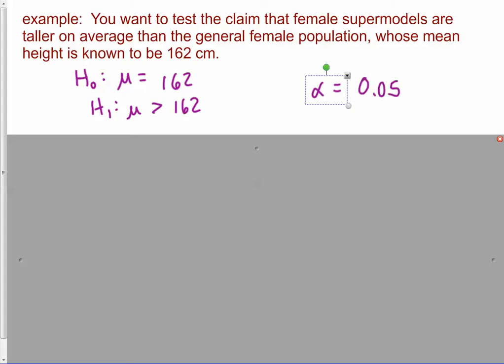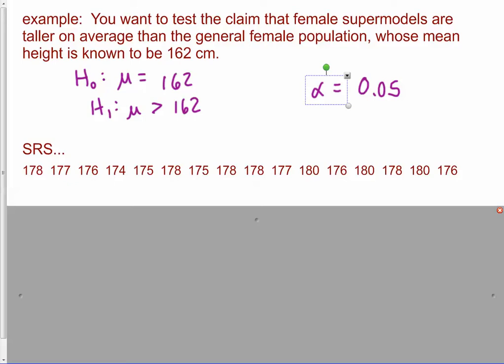Okay, and again, 5%, I'm just keeping that the same, but remember that could change, and in a problem from the book or on a test, you can be told what that is. In real life, you have to decide that ahead of time, depending on how conservative you want to be. The smaller this is, the more conservative you want to be. You don't want to make a mistake and reject the null hypothesis falsely.